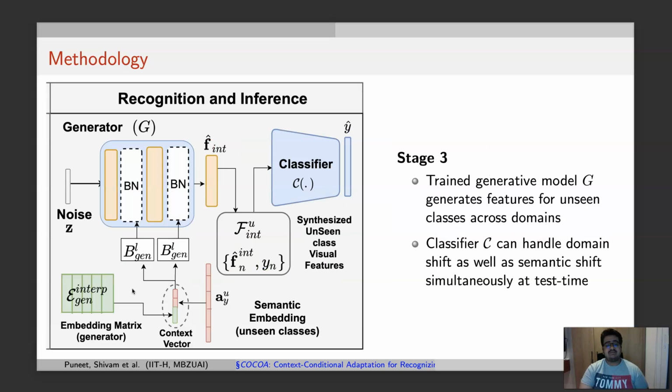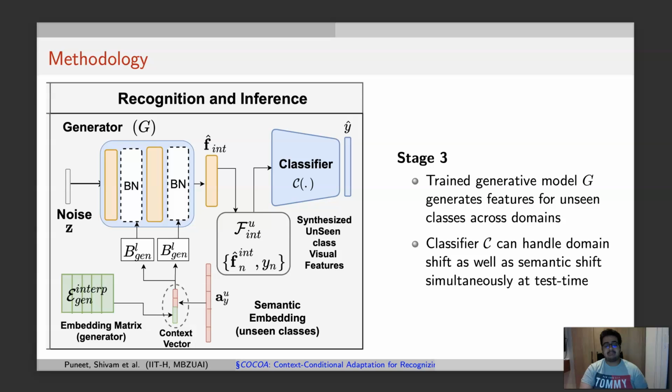Finally, in stage 3, we freeze our generative model and generate visual features for unseen classes in different domains. This is achieved using the mix-up technique to interpolate source domain embeddings that were learned in stage 2, and these are concatenated with unseen class word-to-vec representations to generate multi-domain visual features. This allows us to train a classifier C on the generated features that can handle both domain and semantic shift at test time.